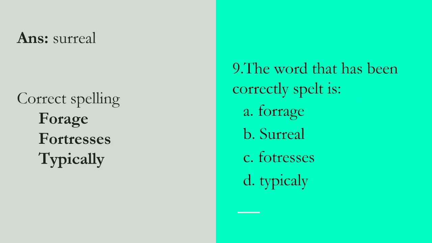Now coming to the next question. The word that has been correctly spelled: there is only one correct spelling in this, that is surreal. Just look at the spelling, S-U-R-R-E-A-L, and we'll correct all other words. Forage, F-O-R-A-G-E, and fortresses, F-O-R-T-R-E-S-S-E-S. And typically you've got double L, T-Y-P-I-C-A-L-L-Y.